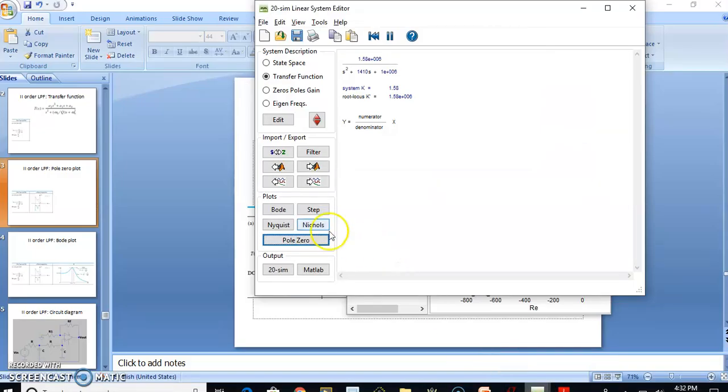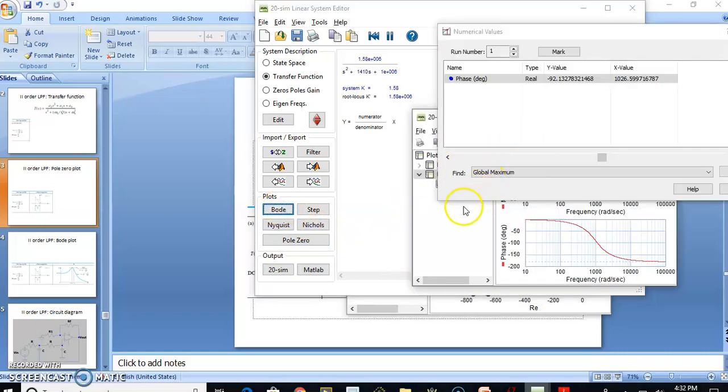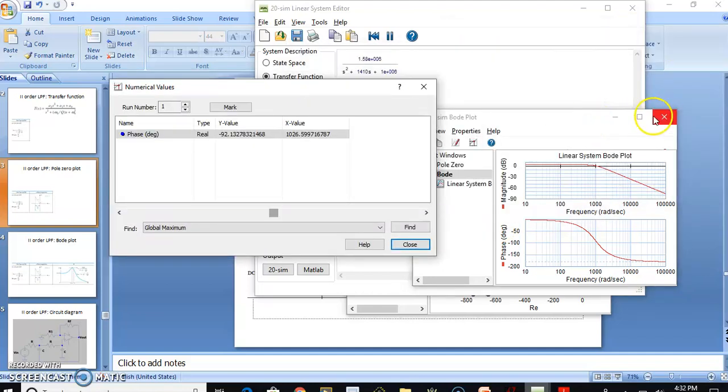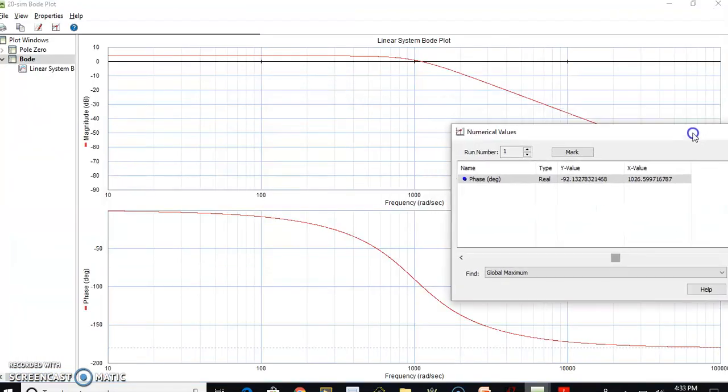Now let me see the Bode plot of it. If you see the Bode plot of the same, this is the Bode plot. You can see this is having a gain of 1.586, multiplied by 20 log of that will be the gain here. Suppose you see what is the gain of this, so the gain of this happens to be 4 dB.